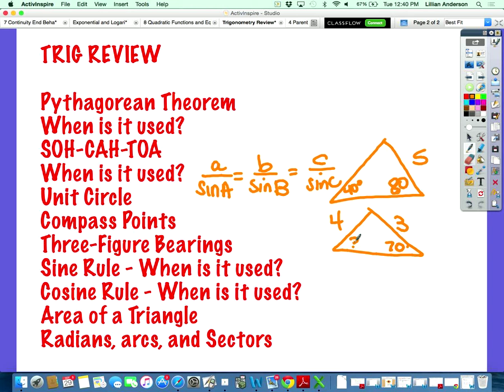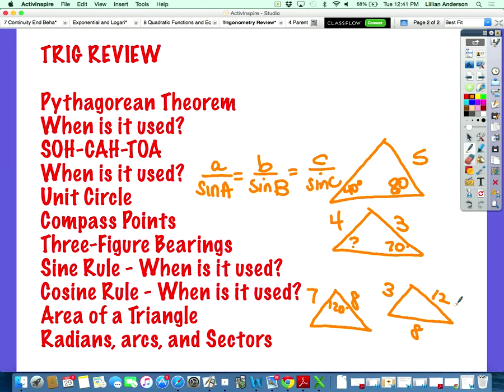It's really important. What about cosine rule? When do you use that? When you have two sides and one angle in the middle. Find the third side, because then you use the final third side. Or three sides.